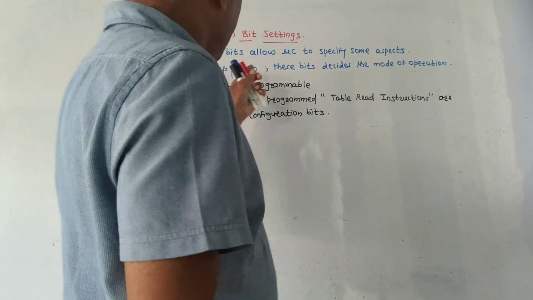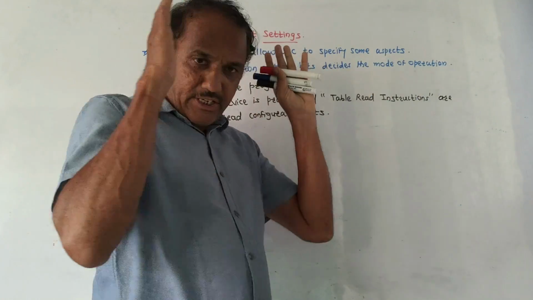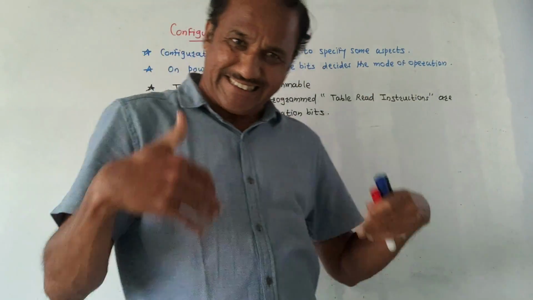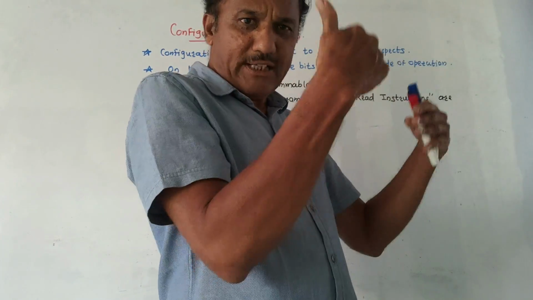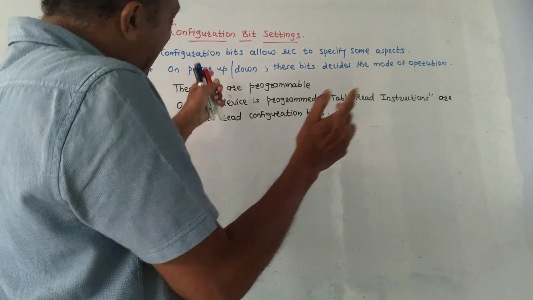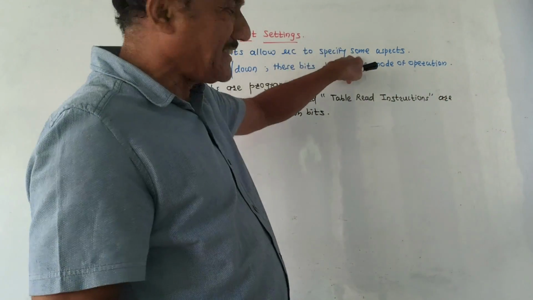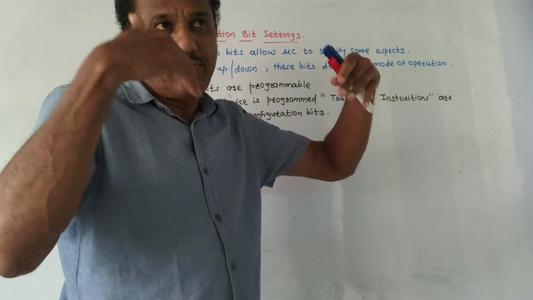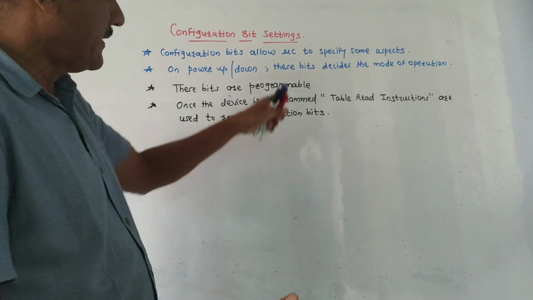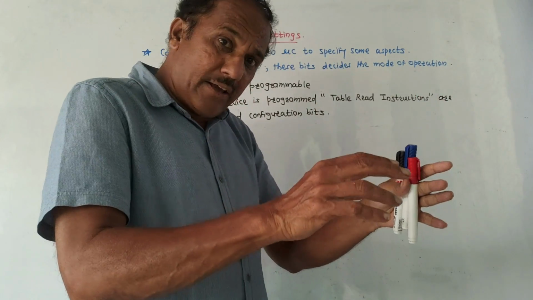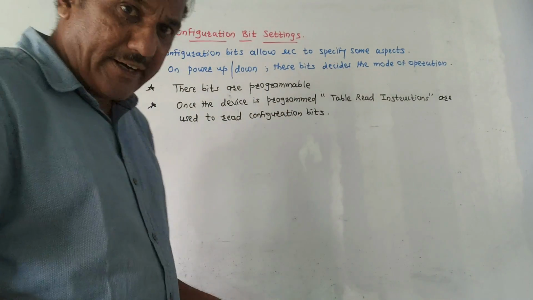Now the last part of this session is configuration bit setting. Actually, this is just an introduction to configuration bit settings. In the next videos, wherever we will be using configuration bits, I will explain it in detail. So basically these are the bits that allow the microcontroller to specify some aspects. Matlab, whenever there is a power down or power up mode of microcontroller, these bits decide the mode in which the microcontroller is to be operated.